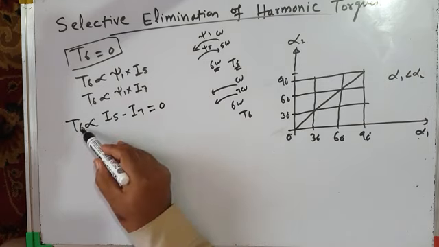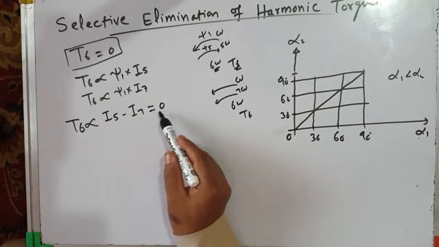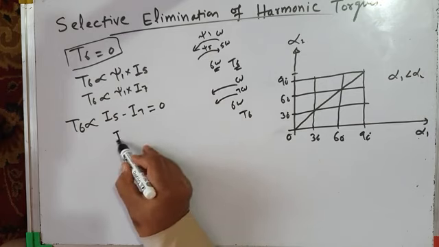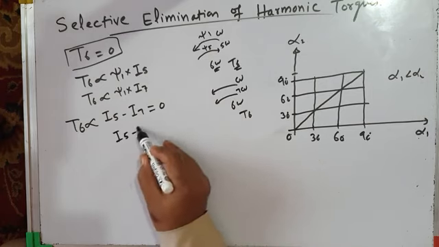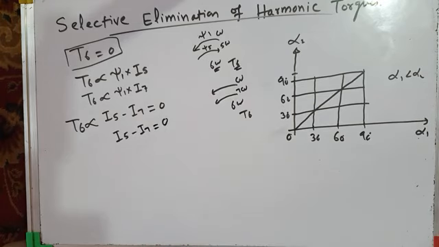We want to make T6 equal to 0. We can make T6, that's sixth harmonic torque, equal to 0 if the difference between fifth harmonic rotor current and seventh harmonic rotor current, I5 minus I7, we are able to make equal to 0.